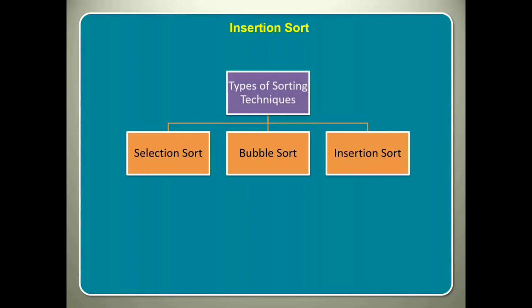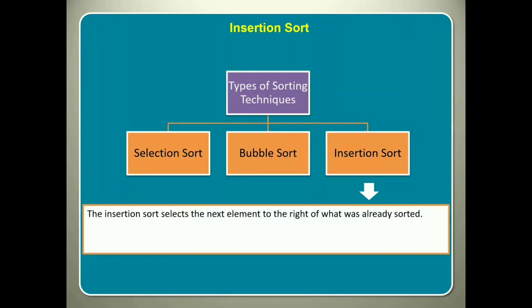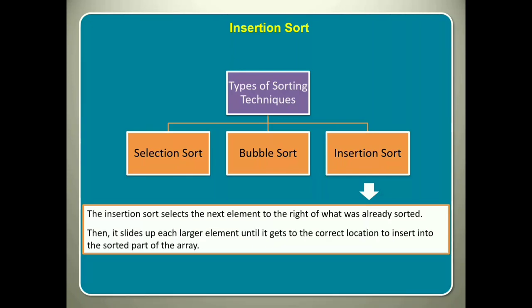Now let us look at the third type of sorting, insertion sort. The insertion sort selects the next element to the right of what was already sorted. Then it slides up each larger element until it gets to the correct location to insert into the sorted part of the array.